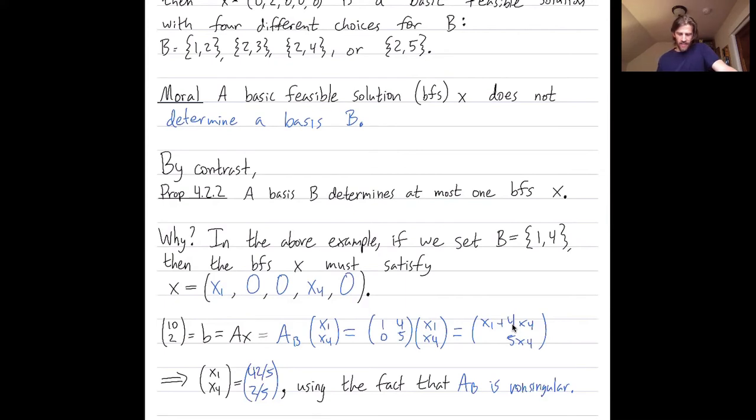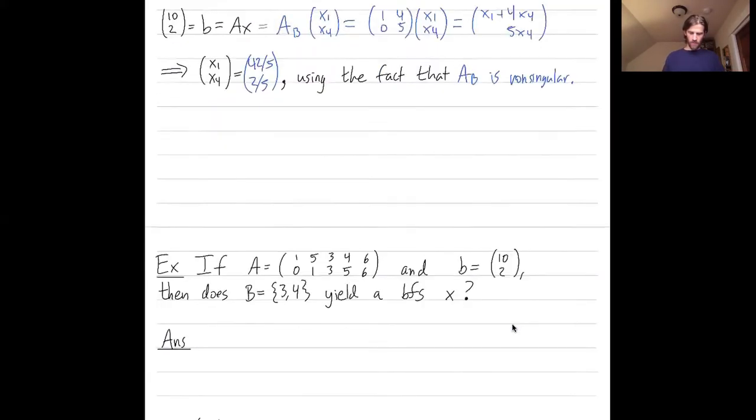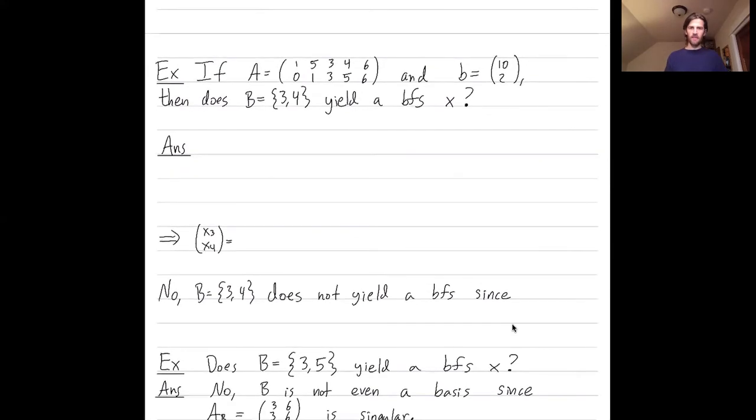You can also get that a basis might determine 0 basic feasible solutions. So let me give you an example like that. I'm using the same matrix, the same vector little b, but I'm just choosing a different basis. So I'm choosing the basis, which is the 3rd and the 4th columns. And that is indeed a basis because those two columns are linearly independent. Okay, so let's set up the equation.